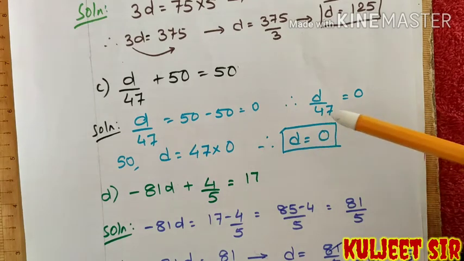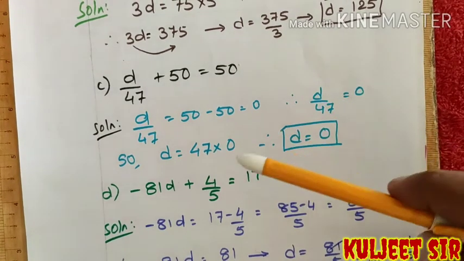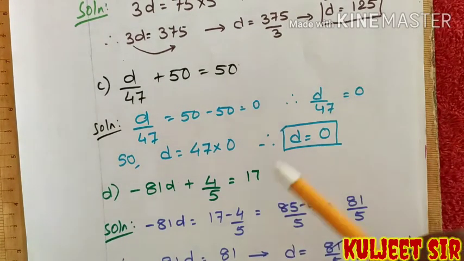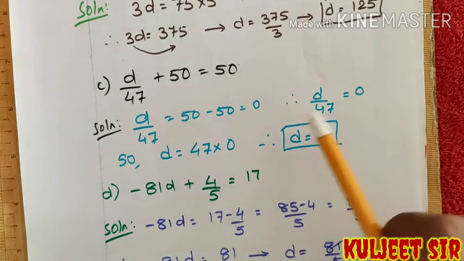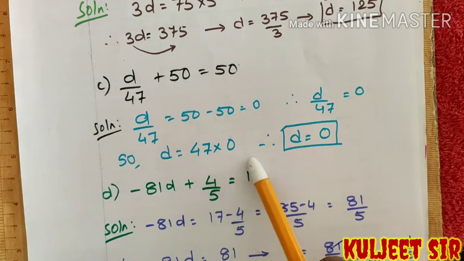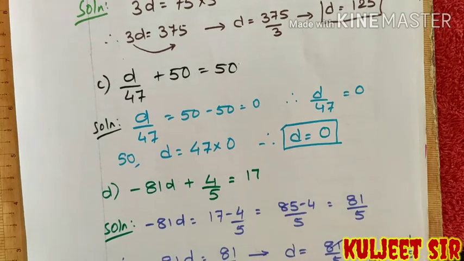So what will we do again? Because again it is into division, we'll cross multiply. So D is equal to 47 into 0. 47 multiplied by 0. Anything multiplied by 0 will get 0 as the answer. And the last sum, D.